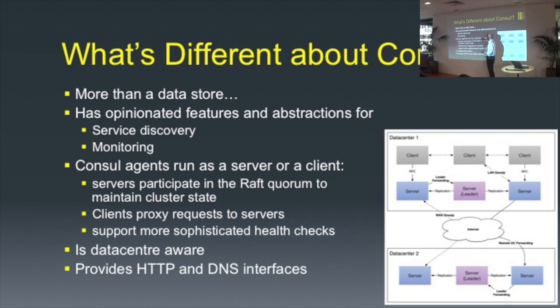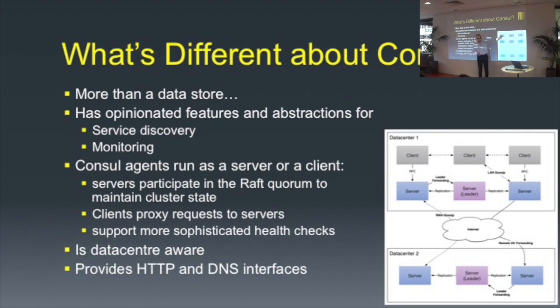It runs with agents. This is a bit of an architecture diagram. Consul is data center aware, so you can have multiple data centers running across Consul. You run a number of agents, and they can run either as clients or servers. The servers are the ones that cooperate in this Raft algorithm. So the servers are the ones that decide who's the leader and who are the followers. The clients are really there as just proxies.